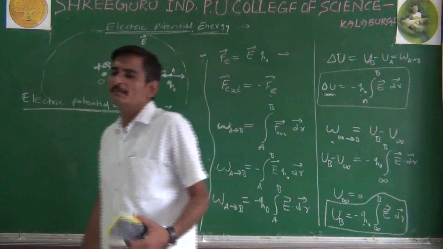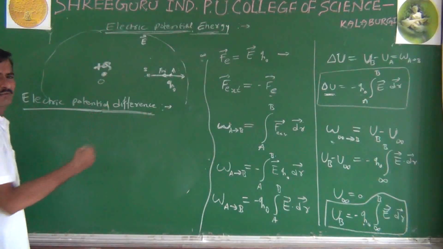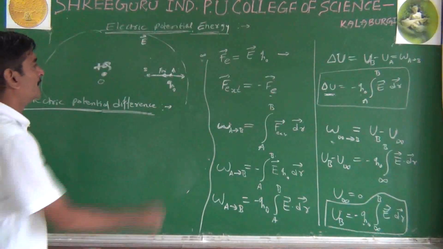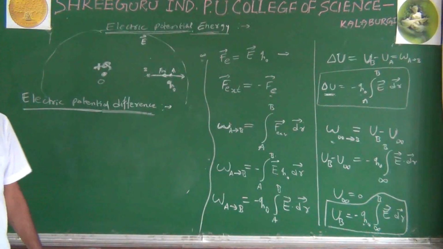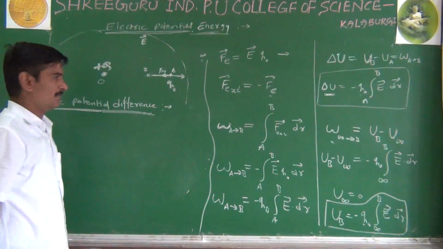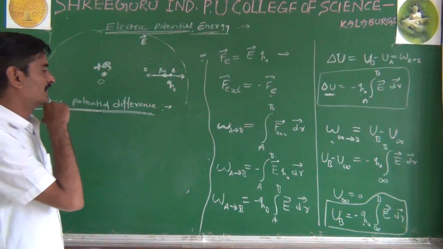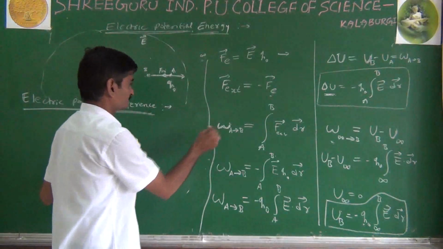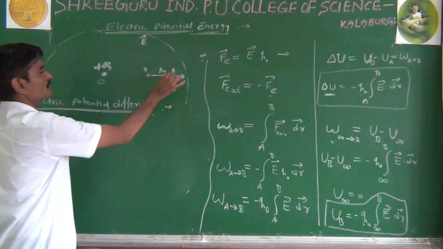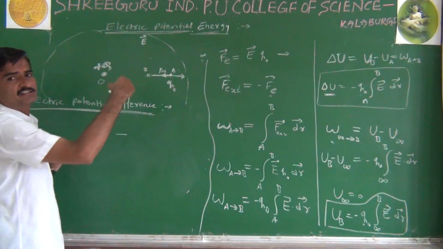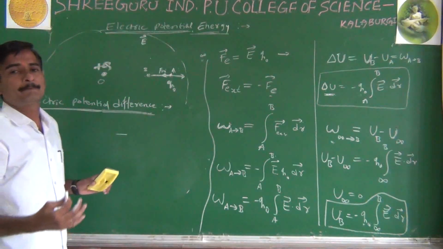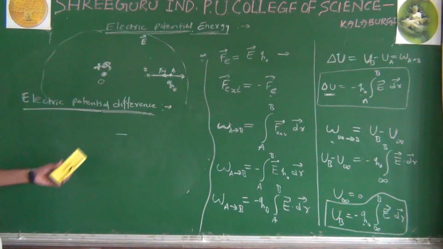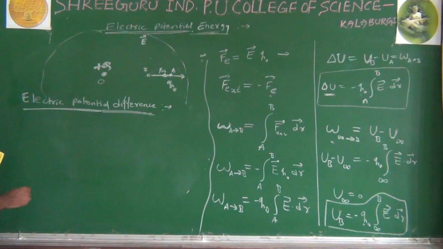See here, I am defining it differently. You can tell many definitions are there. Electric potential difference between the points A and B is defined as the ratio of work done in moving the charge from one point to another point against the electric field to the magnitude of the test charge. That is electric potential difference.